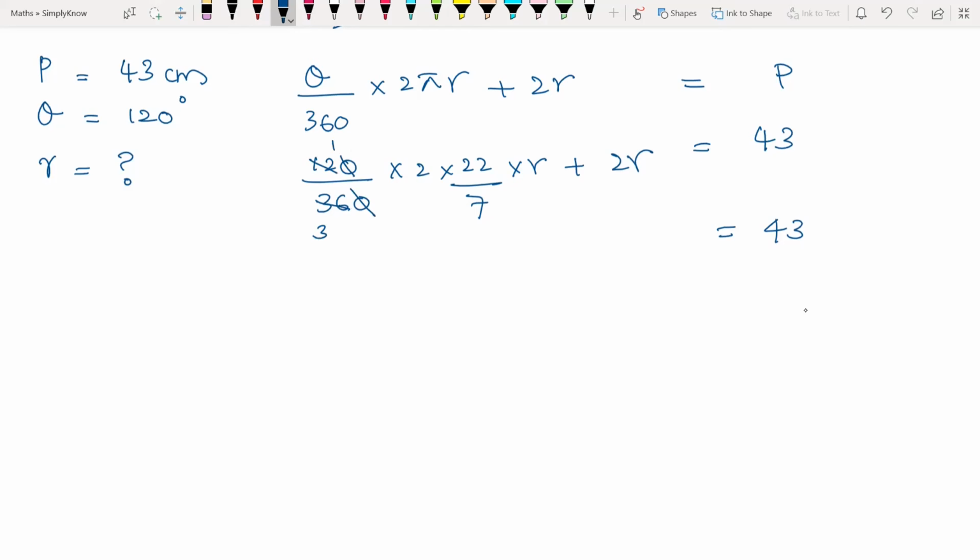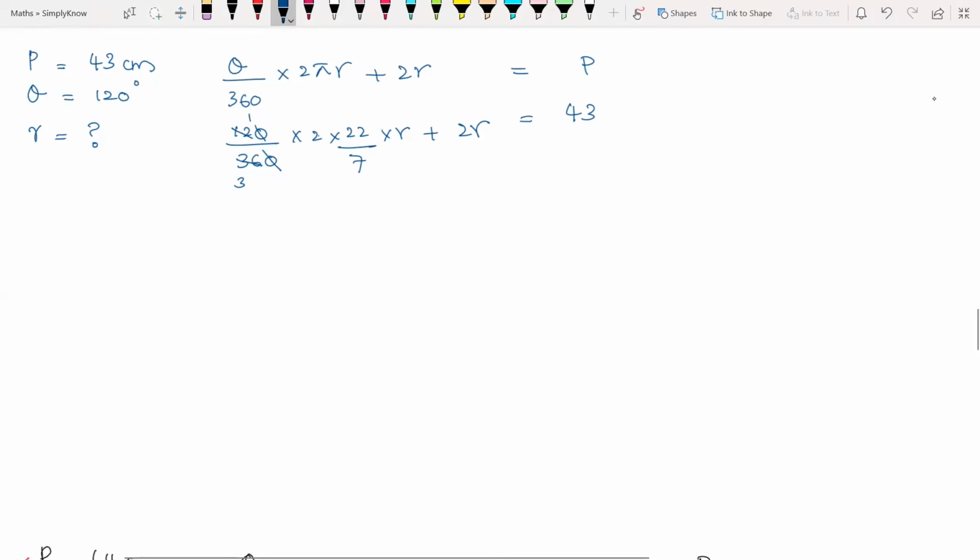Then can we further simplify? No. Then we keep the remainings. Right, what are the remainings now? 2 times 22, 44. Then below 3 times 7, 21. And r plus 2r equals 43. Now we need to get rid of this 21. For that we need to multiply each term by 21.